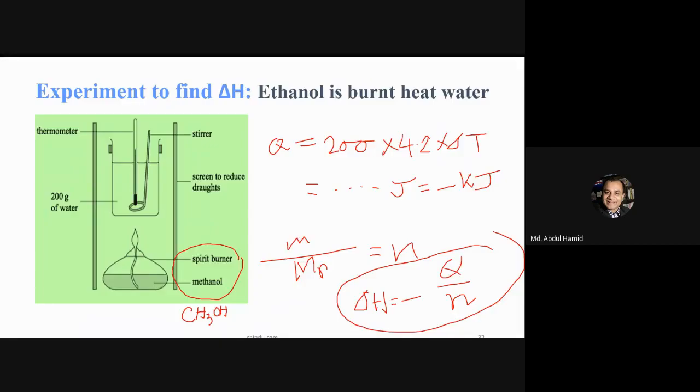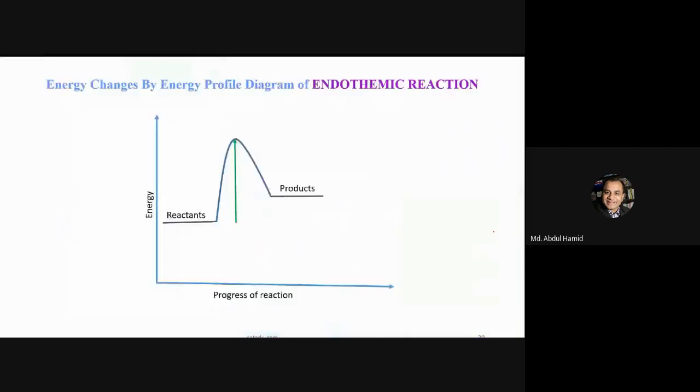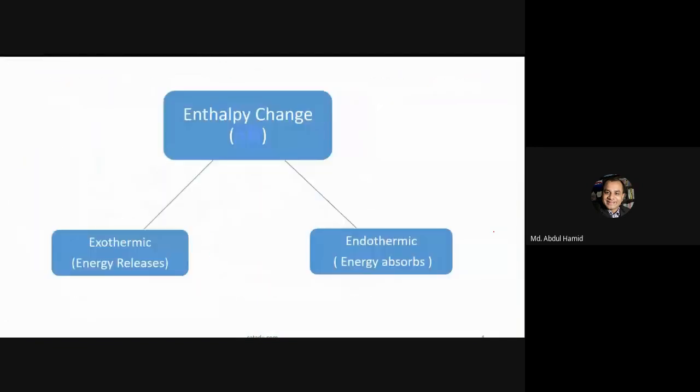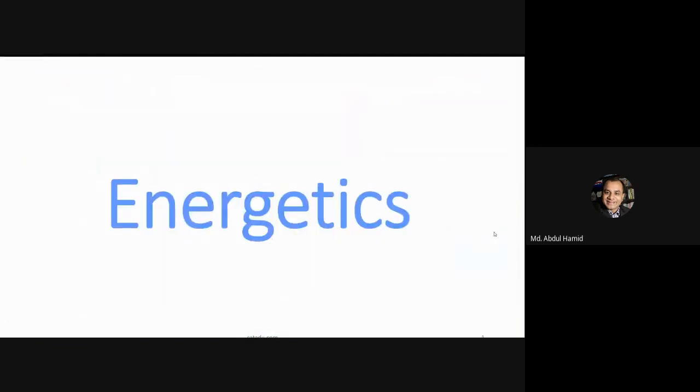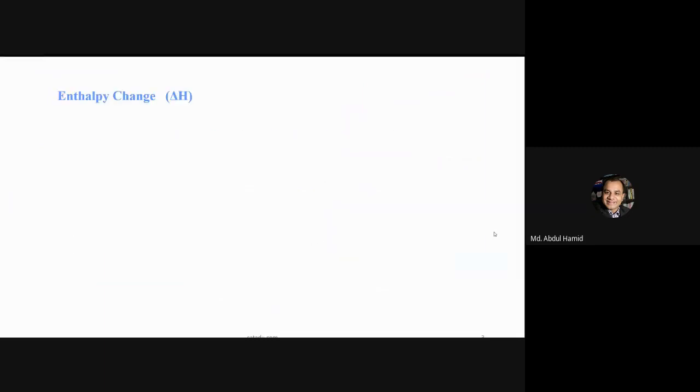After this chapter, I'm again making a summary. I'm going to the first point. In this chapter, energetics, actually enthalpy change calculation, these are the points you have to know. The first one, enthalpy change. Maybe you have a problem here. Enthalpy change is the amount of heat change per mole. This is the main thing. Amount of heat change per mole.